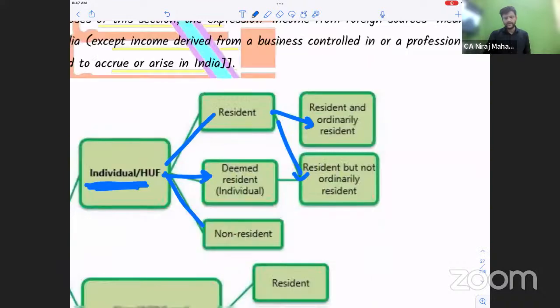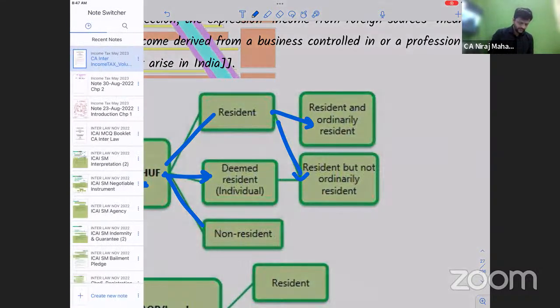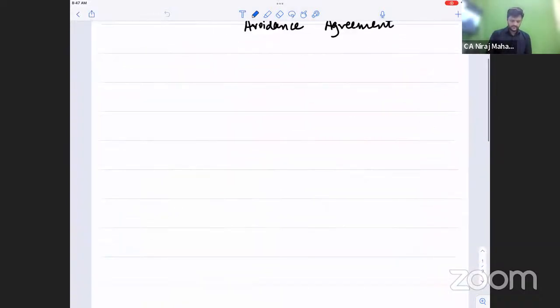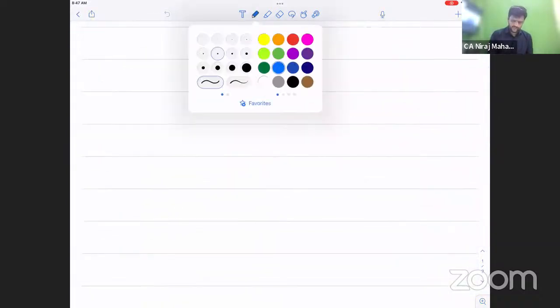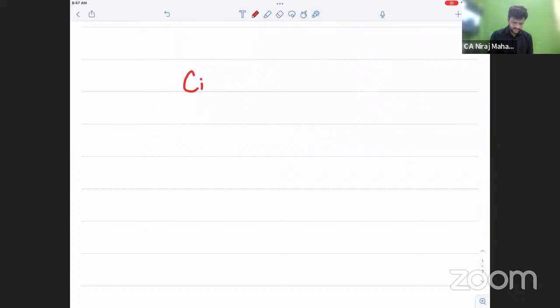But check the status now. For an individual or HUF, what categories do you have? Resident or non-resident. In resident, what do you have? Resident and ordinarily resident, or second case, resident but not ordinarily resident. Clear till here? All right. Let's write down in the notebook. First important thing we are going to write down again: citizenship has nothing to do with residential status.